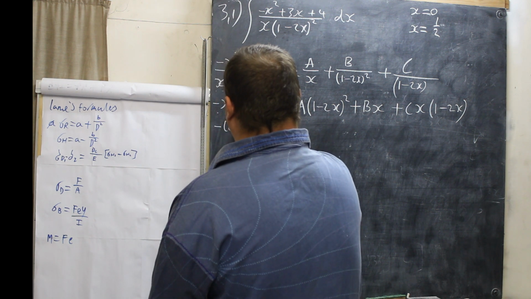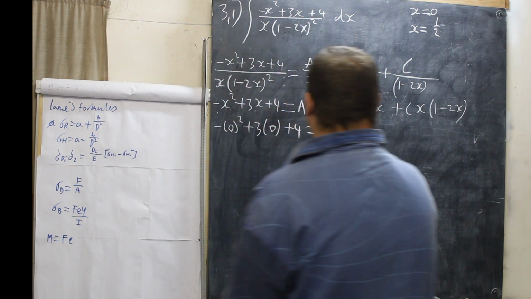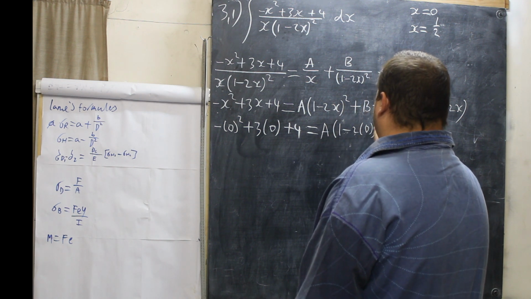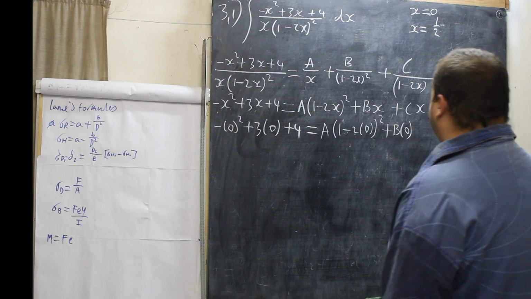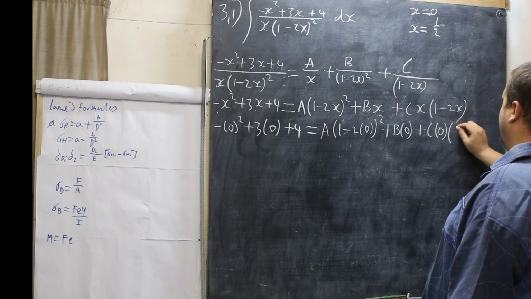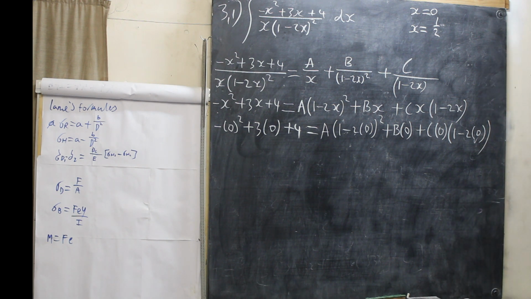Minus 0 squared plus 3 times 0 plus 4 equals A times (1 minus 2 times 0) squared plus B times 0 plus C times 0 times (1 minus 2 times 0). The only thing here will be A.